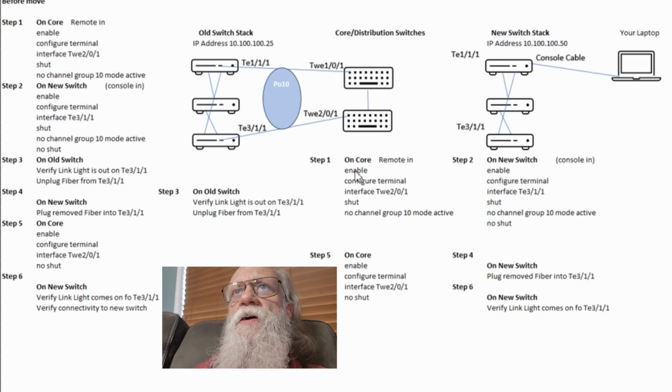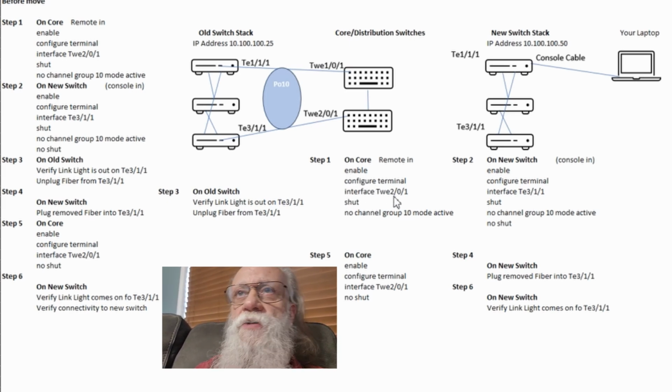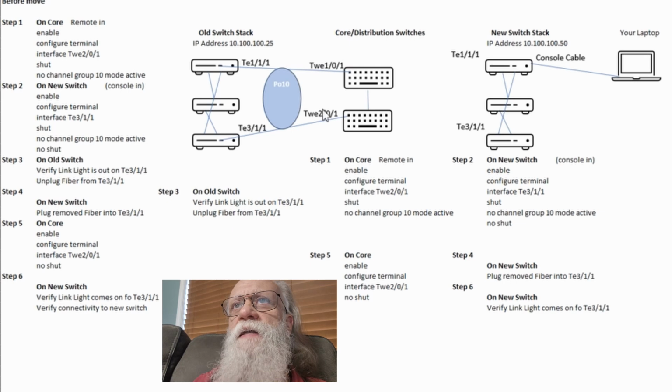So the first thing you're going to do when you're doing this is you're going to log on to the core, go enable, configure terminal, and I always move the second link first. This is a 20 gigabit interface. We put SFPs, and these are like 10 gigabit, but the port interface itself is a 20 gig interface. So I'm going to start with this one.